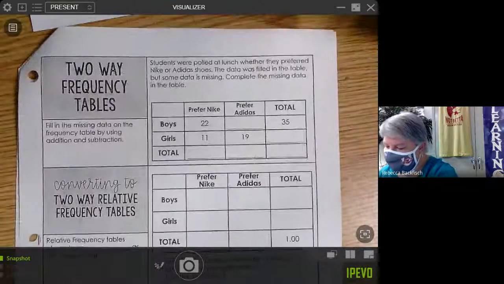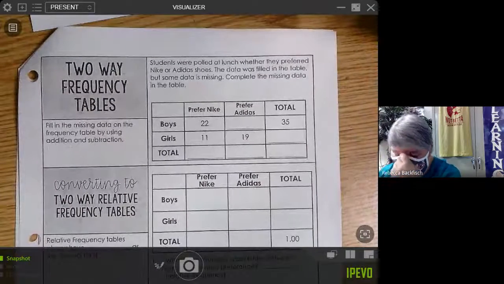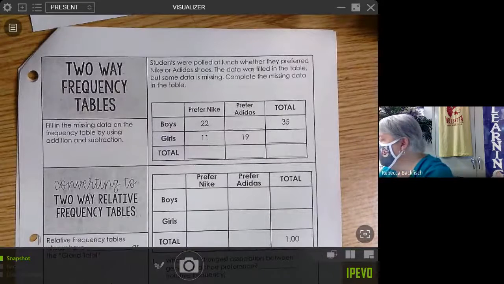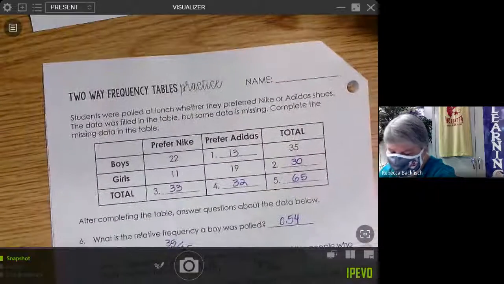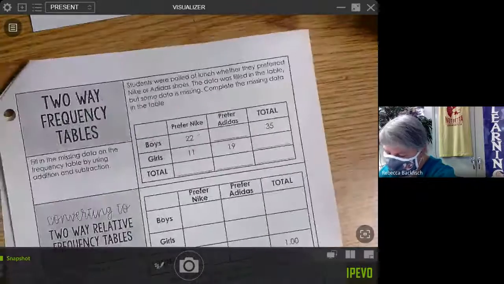All right, moving on. We're still with Nike and Adidas. I'm not really sure why we have to stay with them so hard, but here we are. Students were polled at lunch about whether they preferred Nike or Adidas shoes. The data was filled in the table. Some data is missing. Is this the same data? Looks like it to me. Yeah, it is.